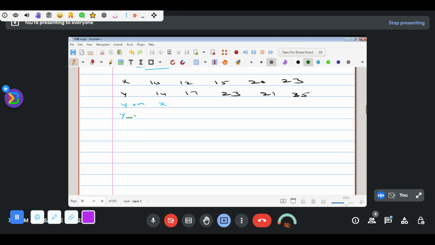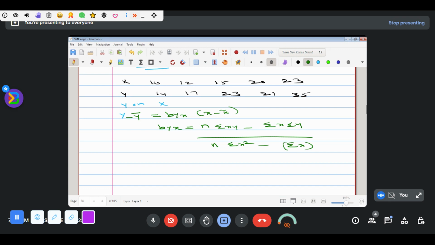What is the formula for y on x? y minus y bar equals byx into x minus x bar. Then what is the value of byx? byx equals n into summation xy minus summation x into summation y, divided by n into summation x squared minus summation x the whole squared. This is the formula for y on x.